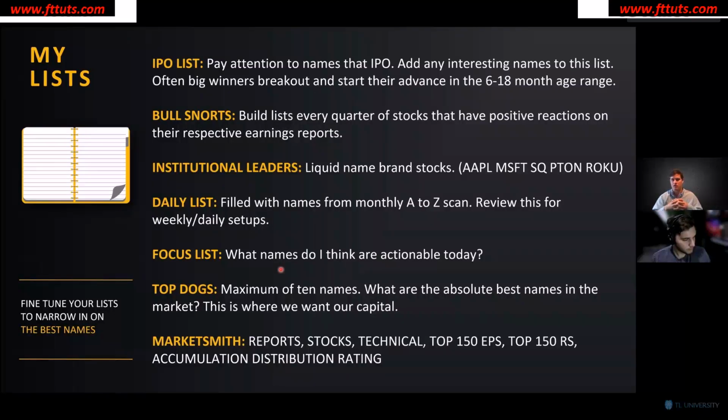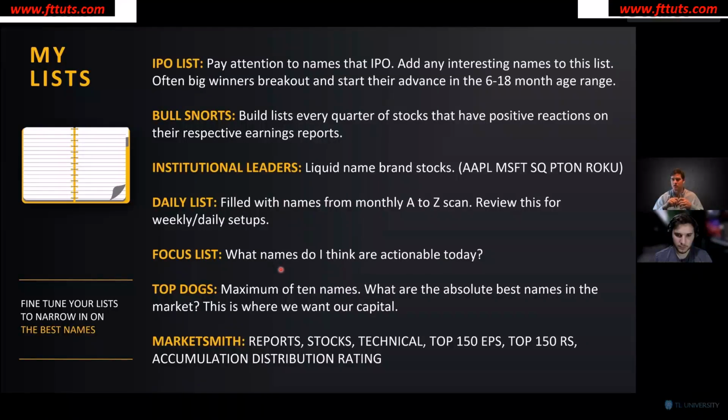I think you could run a scan, and a good scan would be, there's a guy that I follow on Twitter whose list I absolutely love, John Stares at Candles. He'll put out lists of companies that IPO'd within the last 2 to 3 years that are trading near their highs or something like that. I'll take those lists and look at all those names. I'll add those names to my IPO list, because I often find that some of the big winners break out or start their advance in that 6 to 18 month age range.